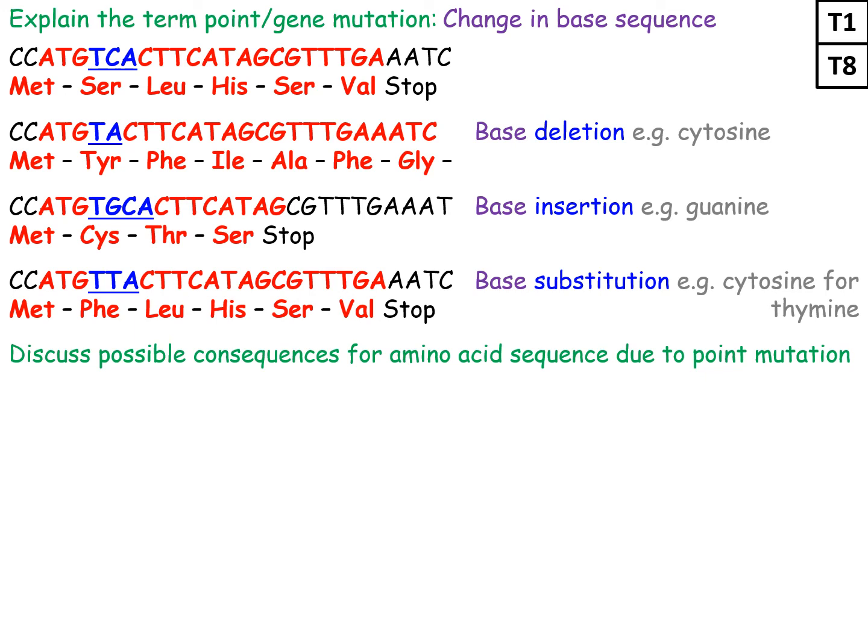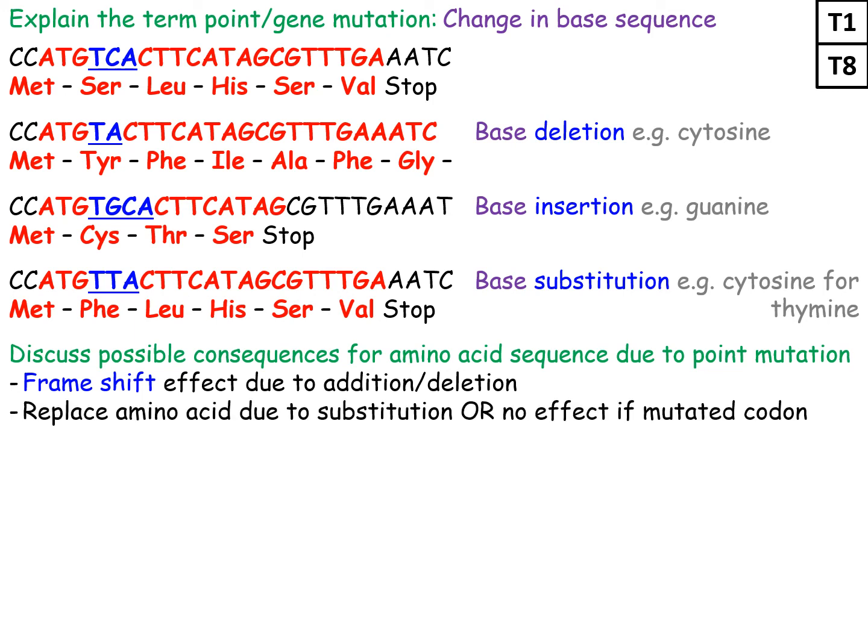Discuss possible consequences for amino acid sequence due to point mutation. So with these 3 different types of point mutations, what are the consequences to an amino acid sequence? What effect will it have on the polypeptide? In the base deletion and addition, you could see that it shifts every other base, and this is known as a frame shift, which has a big effect on which amino acid is coded for. So you end up with different amino acids that are coded for after the frame shift due to a base addition or deletion.